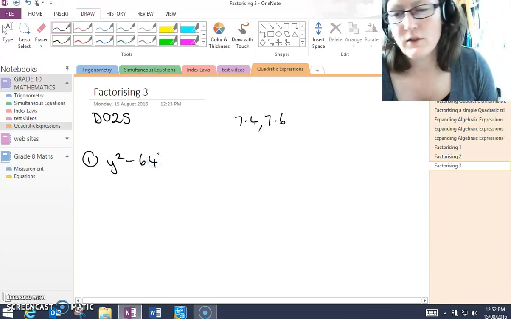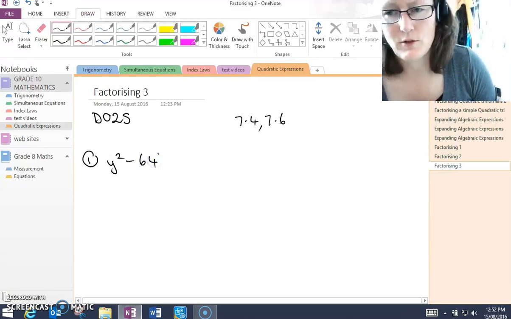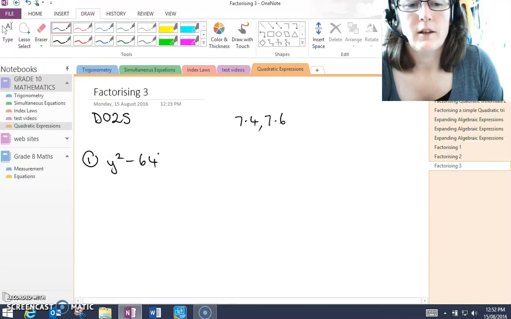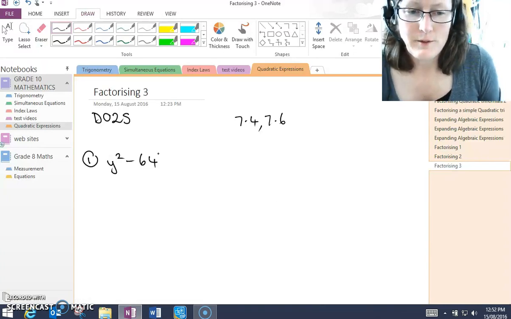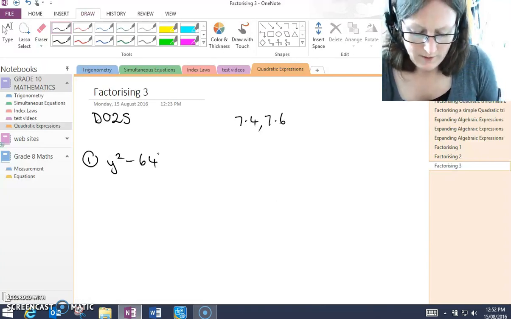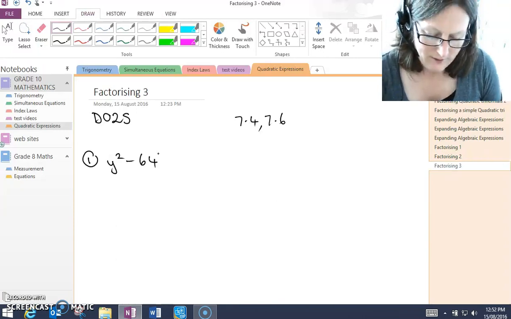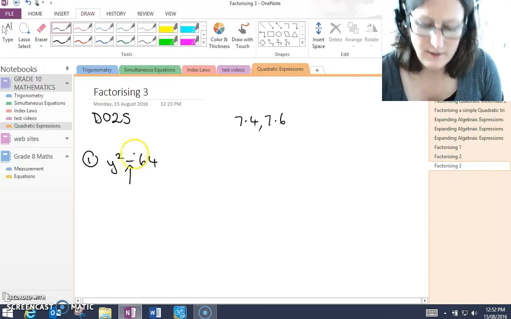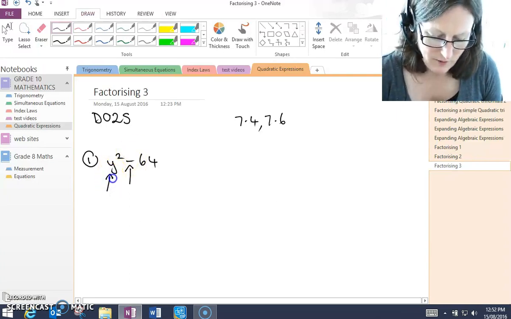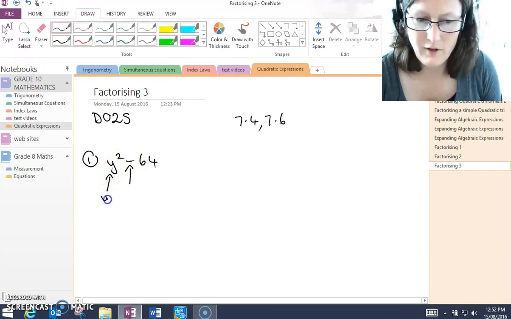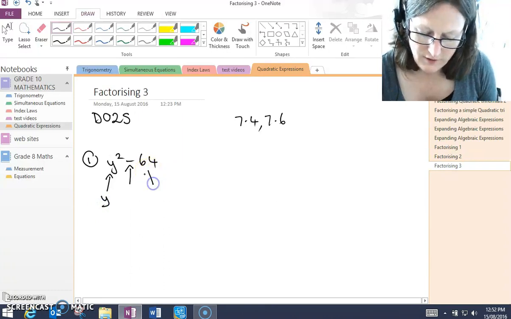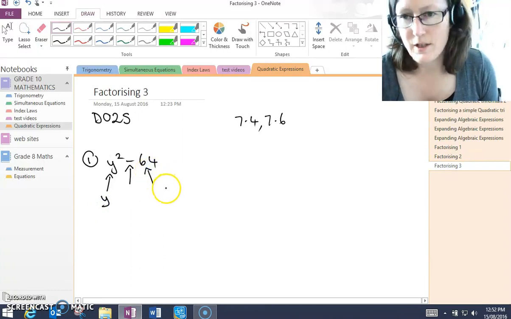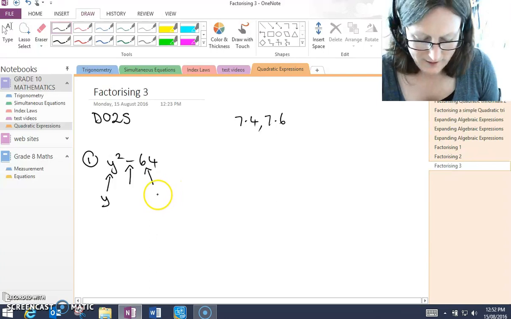We need to ask ourselves, is there something common to both of these terms? And the answer is no. We may be able to factorise it by the method called difference of two squares. We need to ask ourselves, firstly, is this sign a difference? The answer being yes. Second question, does this have a square root? The answer yes, the square root of that is y. Third question, does this have a square root? The answer is yes, the square root of that is 8.